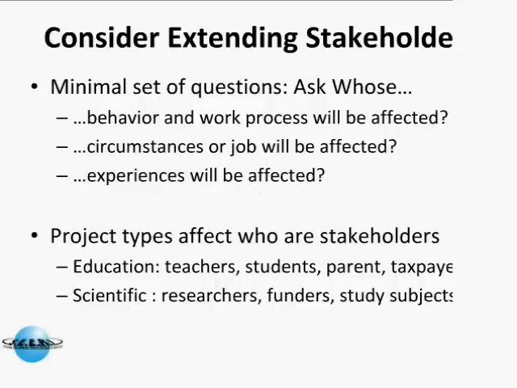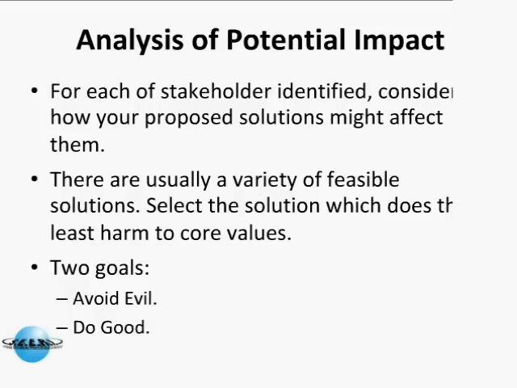It's a mistake for a computing professional to limit considered stakeholders only to customer, developer, vendor, and user. The question, who is affected, may actually include social structures, as in the case of our checkout scheme, customers, or the environment. There are three questions you can ask that will help you identify relevant stakeholders. You can ask whose behavior and work process will be affected, whose circumstances or job will be affected, and understanding the potential stakeholders and who they are helps us to proactively anticipate potential risks and deliver a better product.